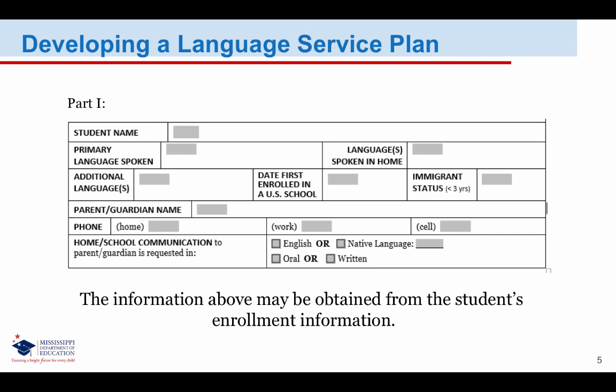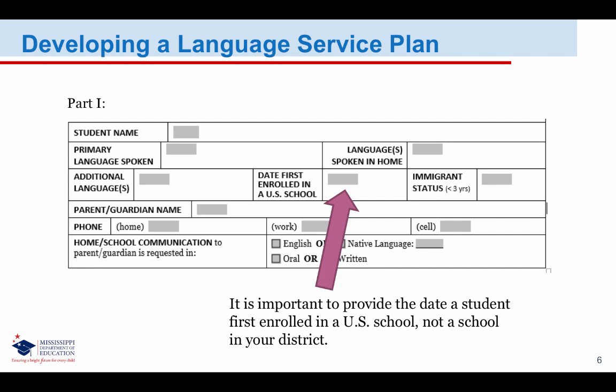The first part of the service plan goes over the basic demographic information of the EL student. This information may be obtained from the student's enrollment information. It is important to provide the date a student first enrolled in a U.S. school, not necessarily a school in your district. Remember, it should be in a U.S. school. This information will impact whether the student will be classified as an immigrant student.